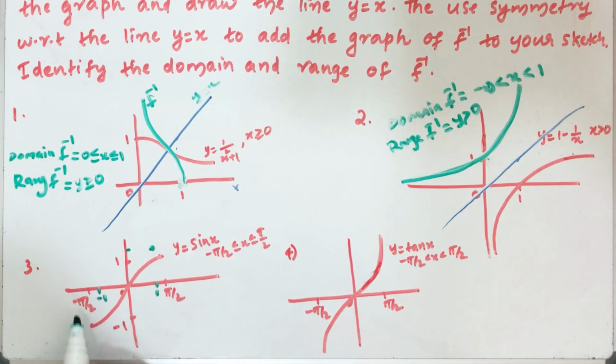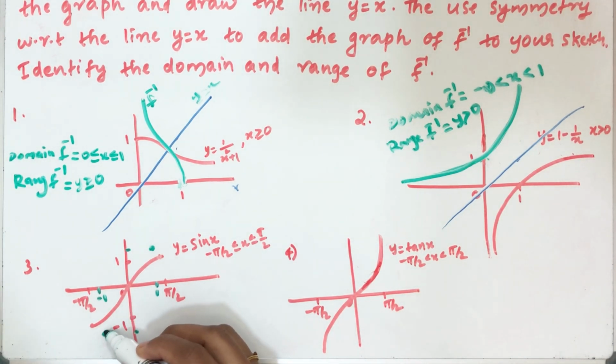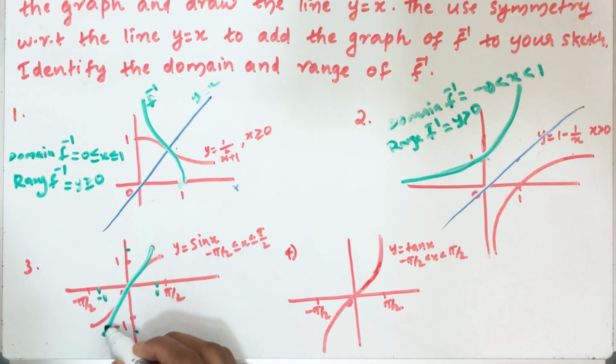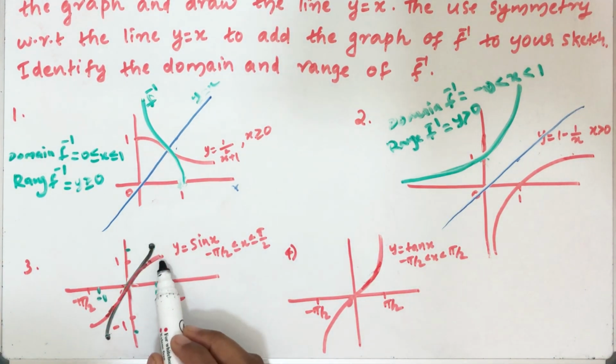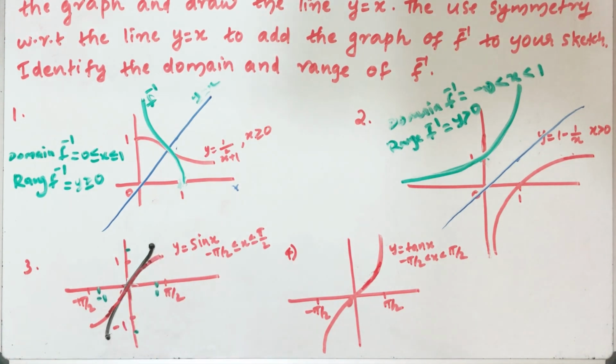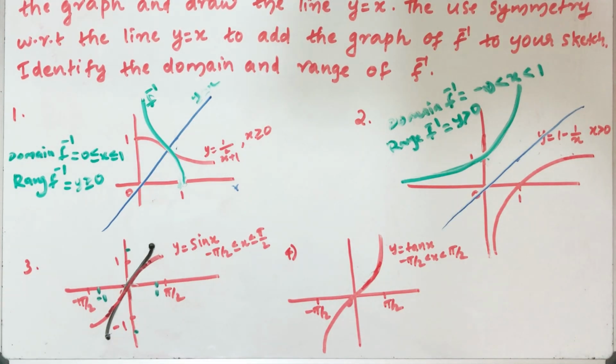And here the point is minus pi by 2, minus 1. So it will become minus 1, minus pi by 2. So this will be the point, and 0, 0. So the graph will be like this. Here it was facing the x-axis, so here it will face the y-axis, like that.